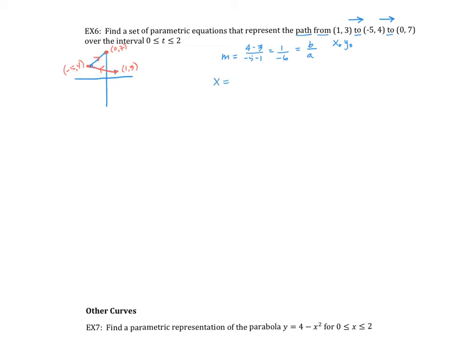My x value is going to be 1 minus 6t. My y value is going to be 3 plus 1t, or t. So my t values, when t is equal to 0, I'm at my starting point 1, 3. When t is equal to 1, I'm at the point negative 5, 4. Okay? And if you didn't see that it was 1, what you would do is put in an x value of negative 5 and a y value of 4 and solve for t. This is just one piece of the path.